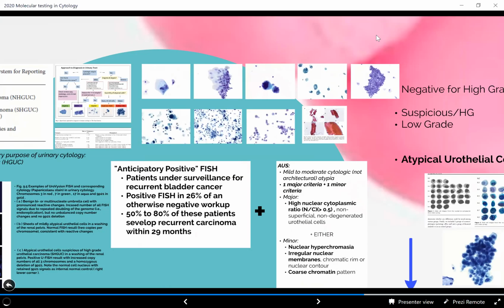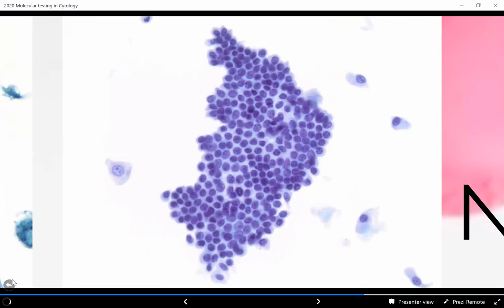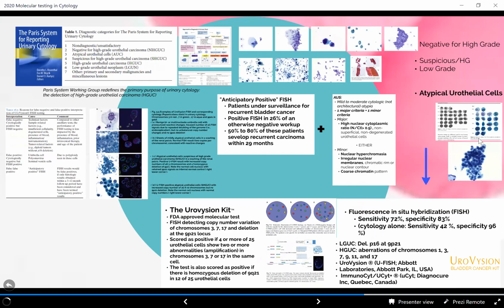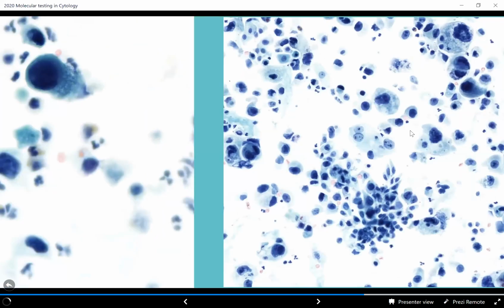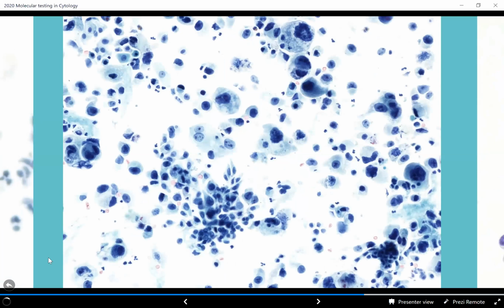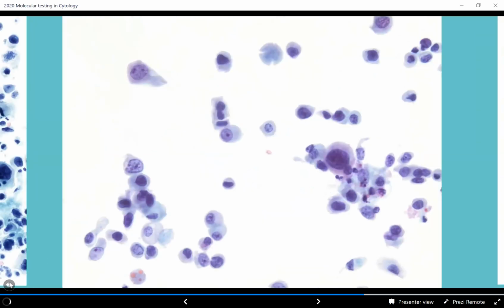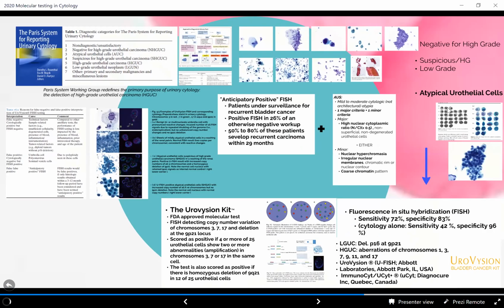Here's a nice group of urothelial cells all together. They're looking happy. What about suspicious? Now we're starting to worry a little. Starting to worry. Look how busy that is. And starting to worry. Are we worrying here? Yep, worrying here as well. So then we start worrying.